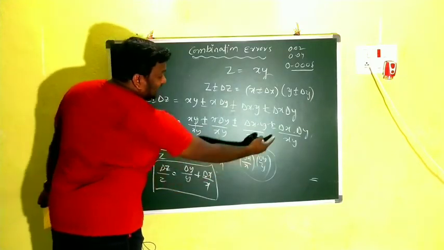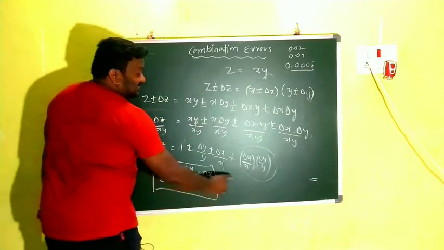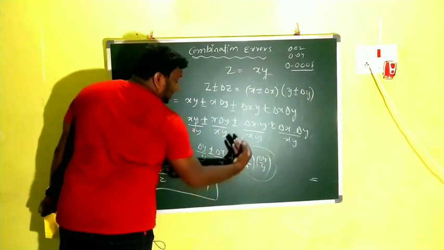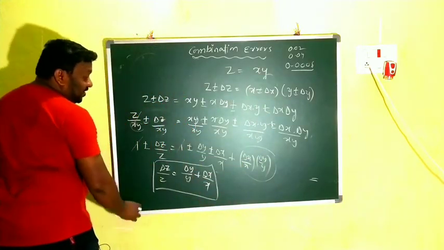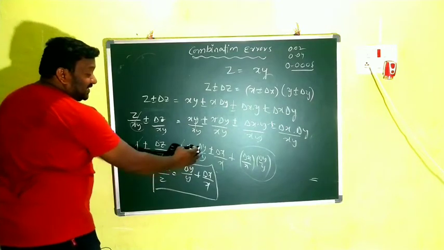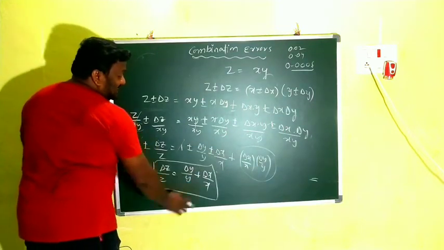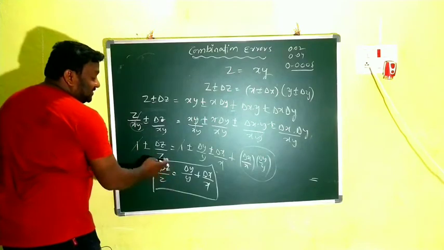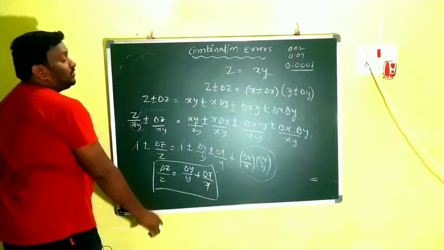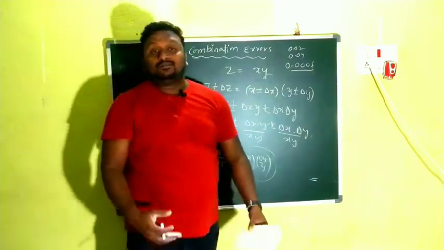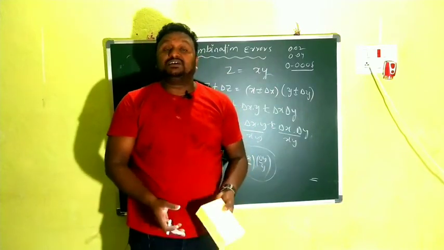Delta x by x, and we are adding this. This other term is very small, a negligible value. That's why we can omit that one. Simply what you have? Delta z by z is equal to delta y by y plus delta x by x. That means here the relative error of the result is nothing but the sum of the relative errors of the two quantities. That's why this is the rule.